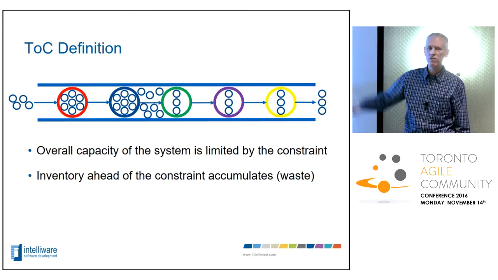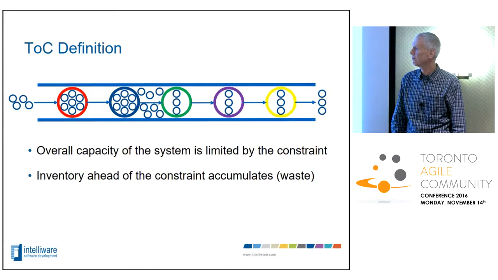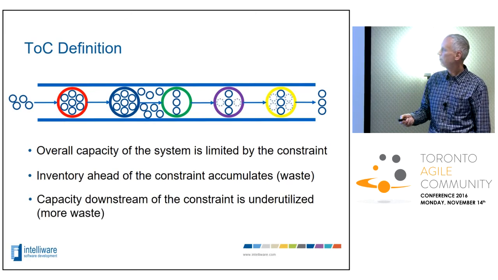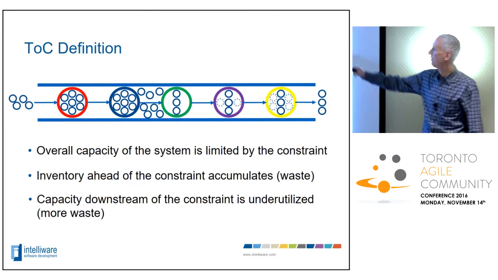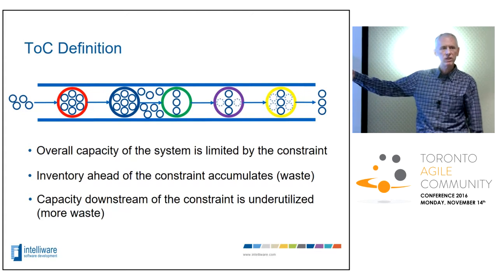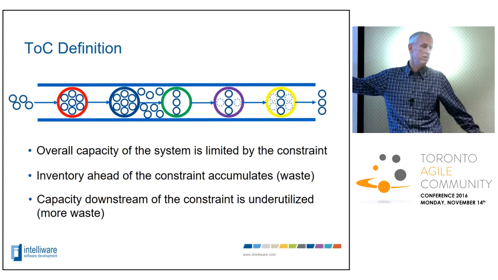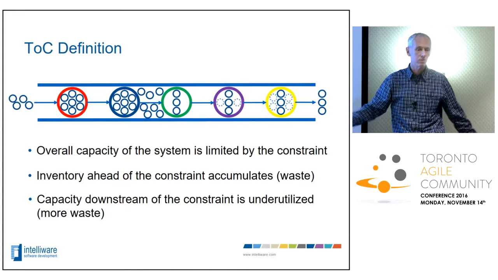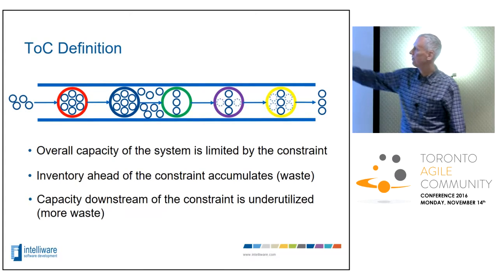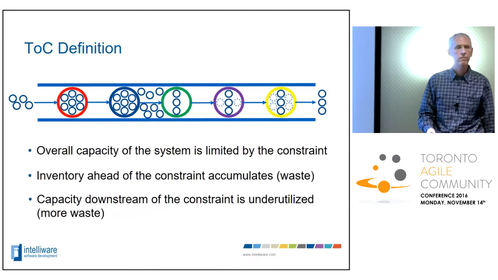In the same way that if you've got inventory sitting up in front of a step in the process queuing up there, that's waste. Likewise, downstream, you're going to have capacity that's underutilized. That's these little dotted circles here. That's waste too because you've got potentially machinery or resources, people, who are underutilized because they can't make use of the stuff that's being queued up behind the bottleneck.